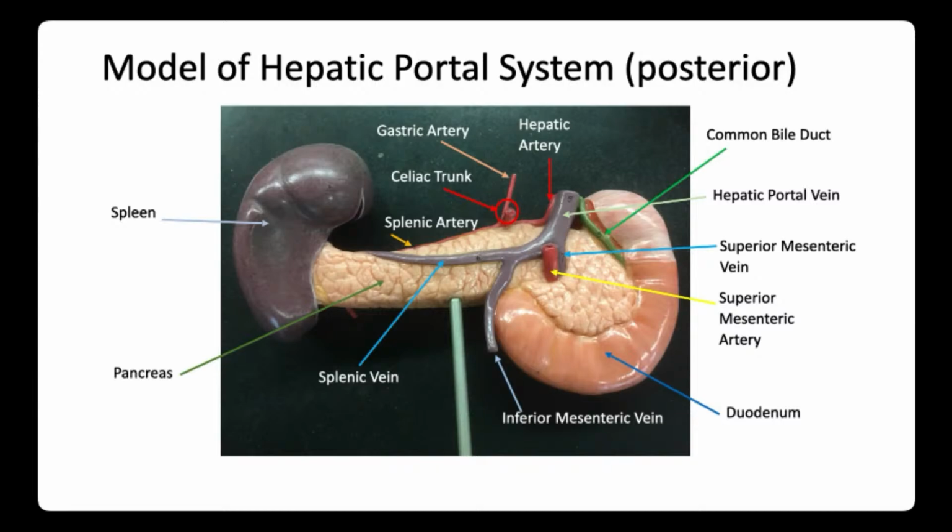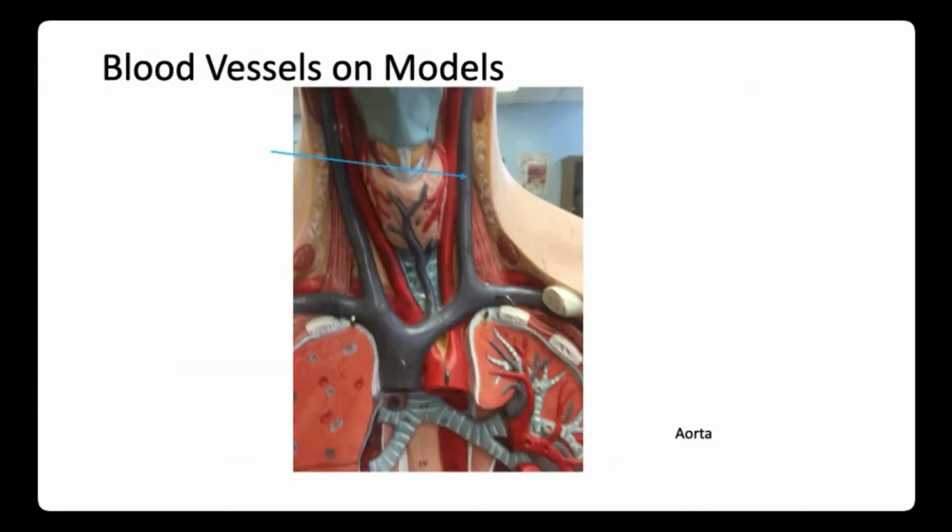Splenic artery. Blood vessels on the model. Here. That's right. Jugular veins, both right and left. Internal jugular veins. How about here? Right on. Subclavian artery. What about here? You got it. Right subclavian vein. Above that is the right subclavian artery. And those are the left and right jugular veins.